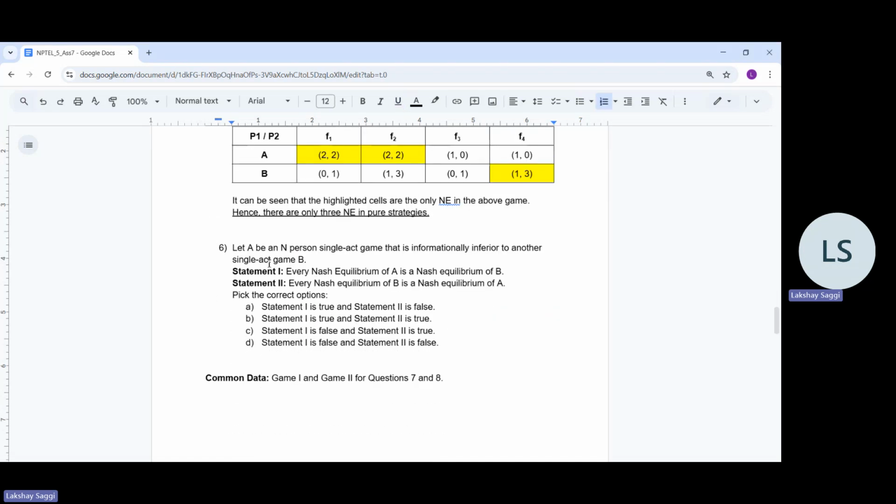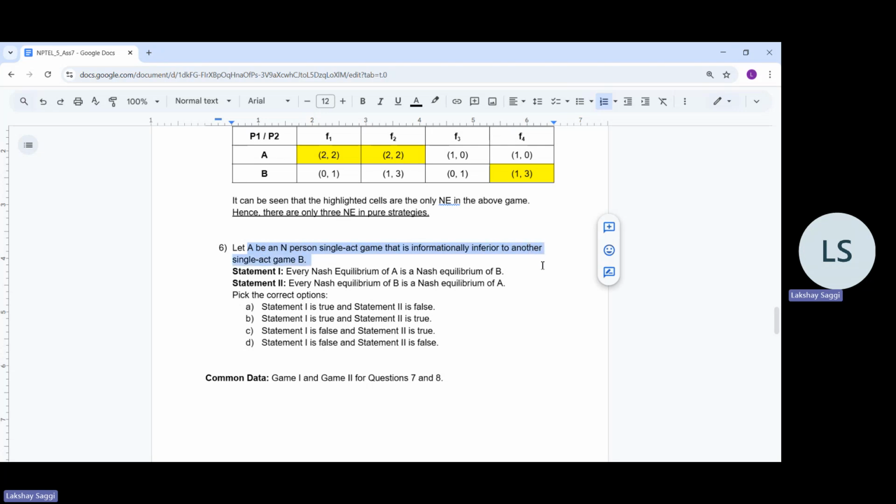So sixth question says that let A be an n-person single act game that is informationally inferior to single act game B. So what this statement is saying is, let's say there are n people and the game is a single act game. What this means is that all the n players get to play exactly once only. And this is the game A. And this game is informationally inferior to another single act game B.